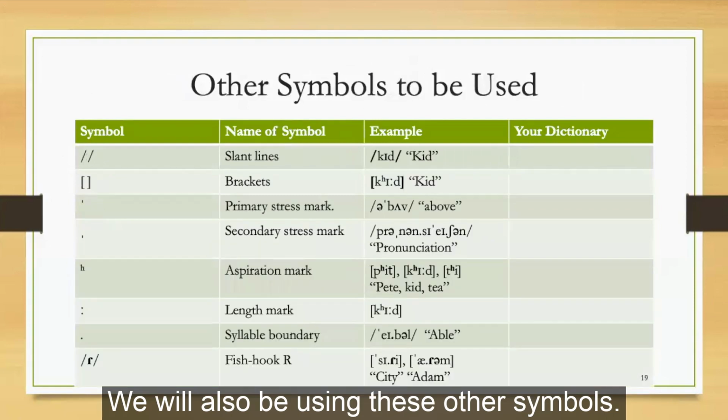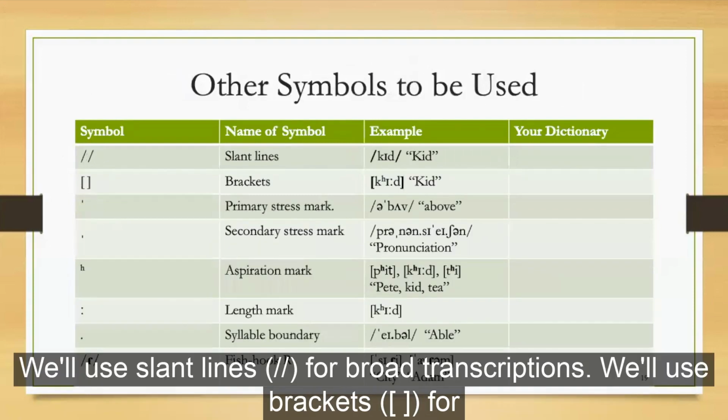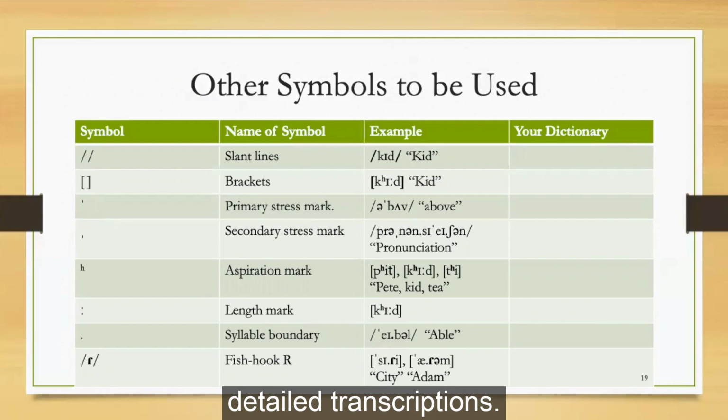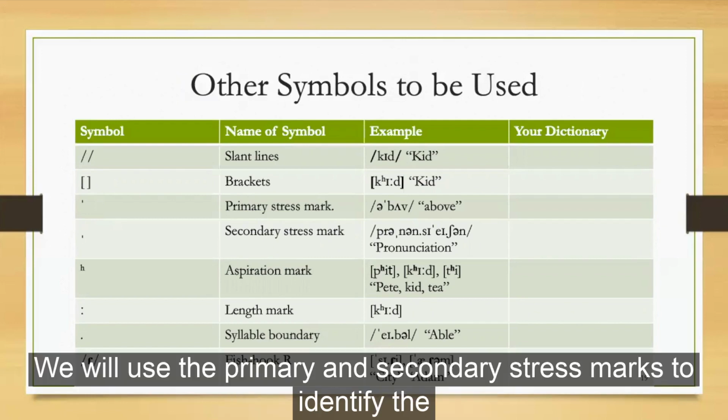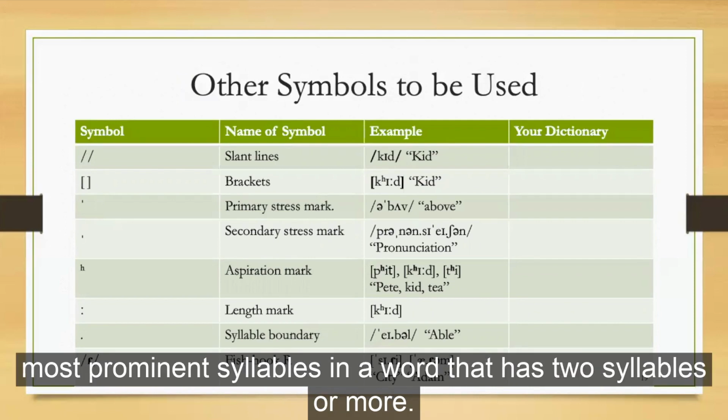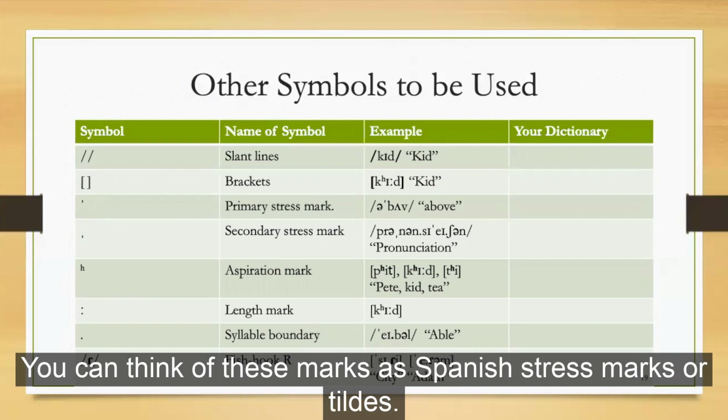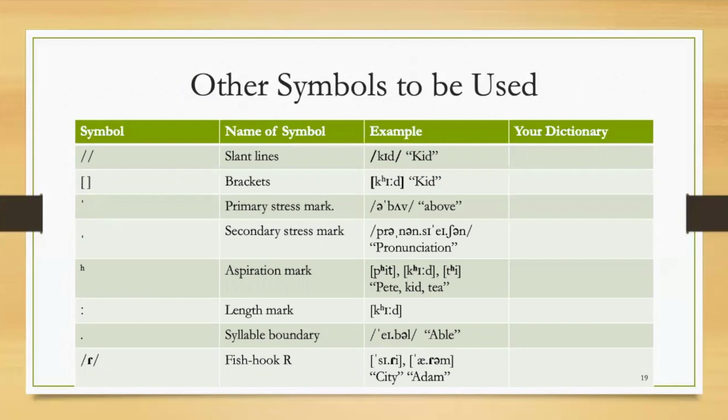We will also be using these other symbols. We'll use slant lines for broad transcriptions. We'll use brackets for detailed transcriptions. We will use the primary and secondary stress marks to identify the most prominent syllables in a word that has 2 syllables or more. You can think of these marks as Spanish stress marks or tildes.